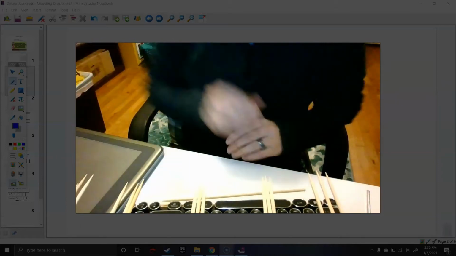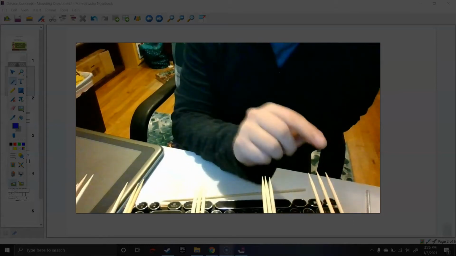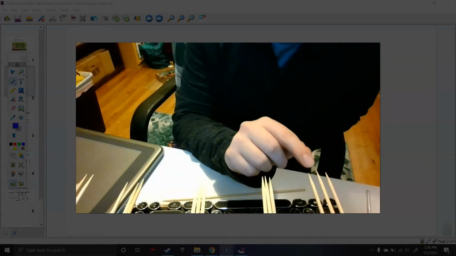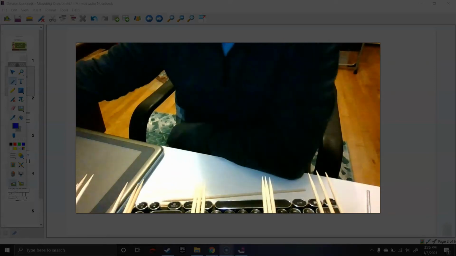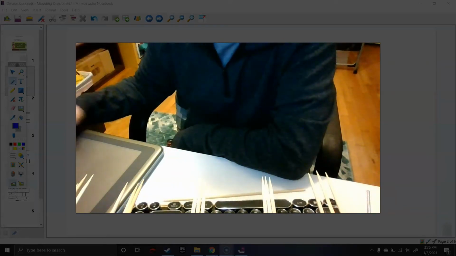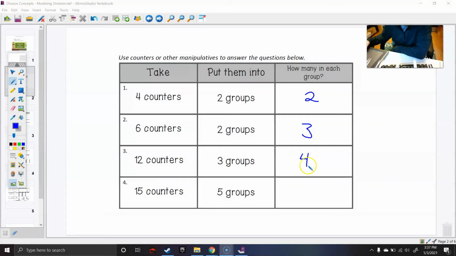All right, so now we count how many are in each group. So we have 1, 2, 3 in each group. So we know that 15 divided by 5 is going to be equal to 3.